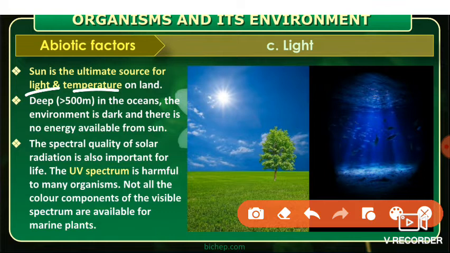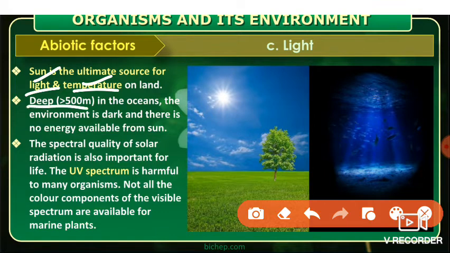Okay, we are getting a lot of temperature, and it is also because of sunlight. The sun is the ultimate source for light and temperature on land. If the temperature is getting more, it means sunlight is more, and we need light for survival. That is also from the sun only. Okay, that is the thing.